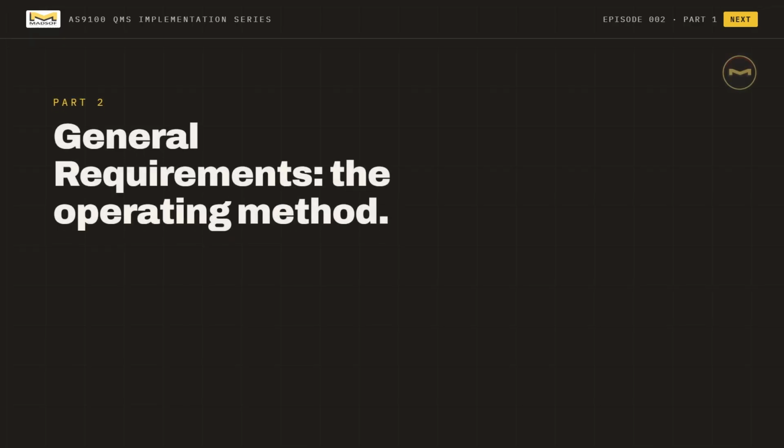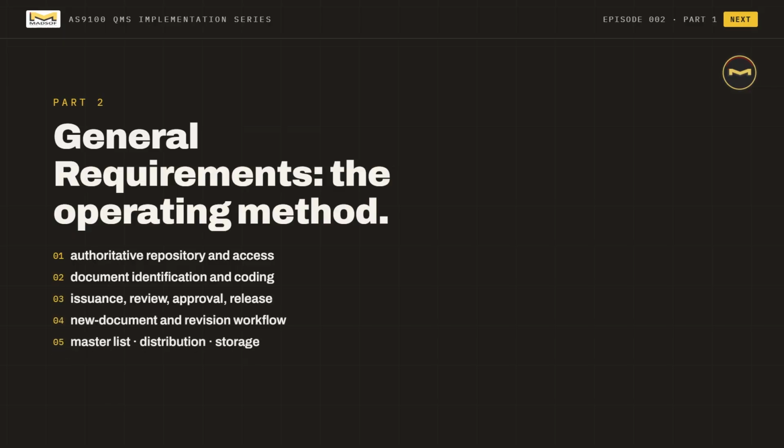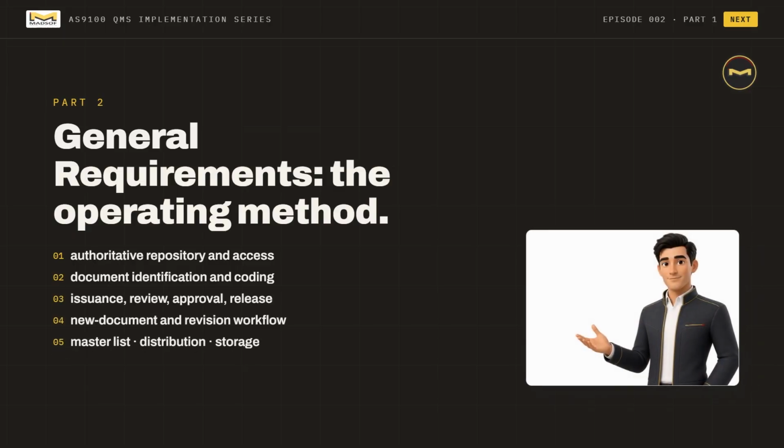In Part 2, we will write the general requirements in full and turn this controlled foundation into an operating method. We will define the authoritative repository, document identification and option B coding, issuance and approval, the workflow for new and revised information, the master list, ordinary and controlled distribution, cancellation, and storage and access.